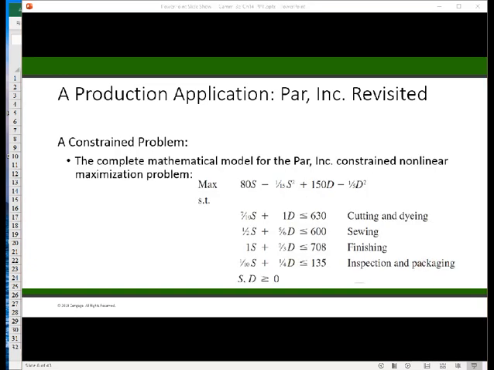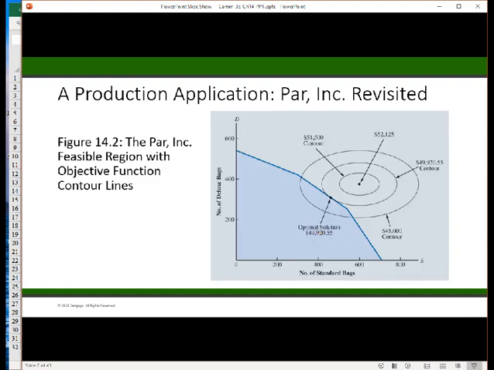And here's our mathematical model. We want to maximize this objective function subject to the same constraints that we had in the past, and we now have quadratic terms in our objective function. The solution to this nonlinear maximization problem is going to be in our Par worksheet for this chapter. And we'll go on and take a look here. So this figure shows the nonlinear maximization problem.